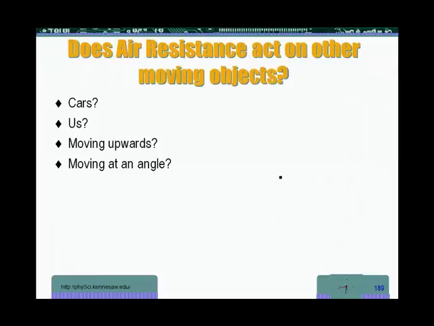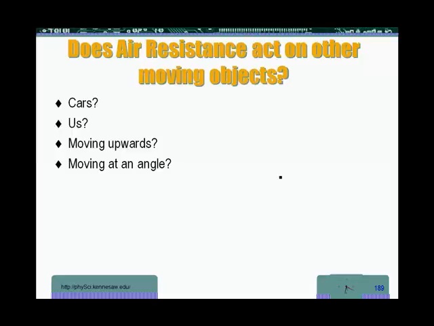Okay, a good question that might come up: does air resistance act on other moving objects? For example, does it act on cars? Of course. It would be much cheaper to drive cars, and they would use a lot less gas if it were not for air resistance. Air resistance is where we waste most of the energy when we drive cars. Does it act on us? Of course. For example, cyclists, other than wearing this funny kind of clothing, even end up shaving their hair and stuff like that to try to reduce the air resistance.